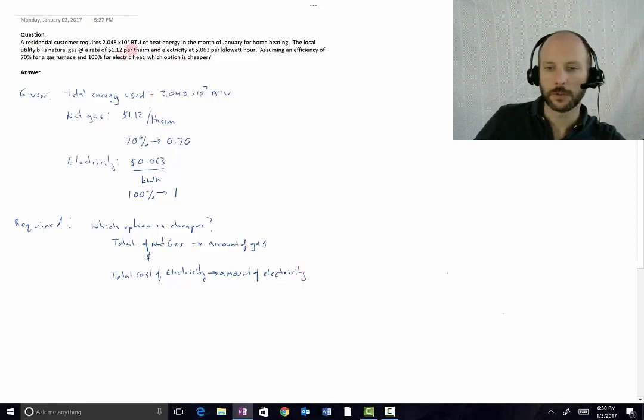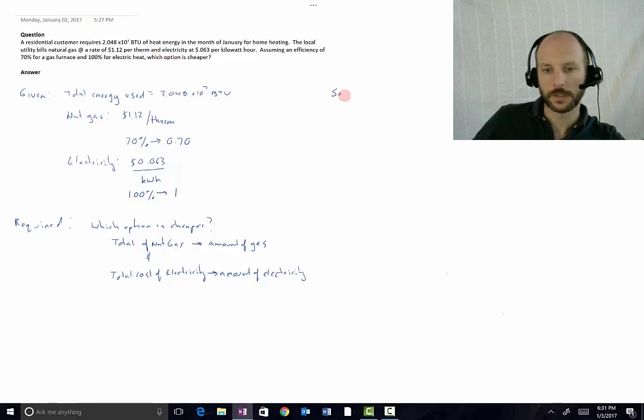And how we measure the amounts of these two energy sources will be different because of standard conventions related to the industry. We can see that for natural gas, we're going to be calculating the number of therms, and in electricity we're going to be calculating the number of kilowatt hours, both of which are different energy units. A therm is an energy unit and a kilowatt hour is an energy unit. So now we're going to move on to the solution step.